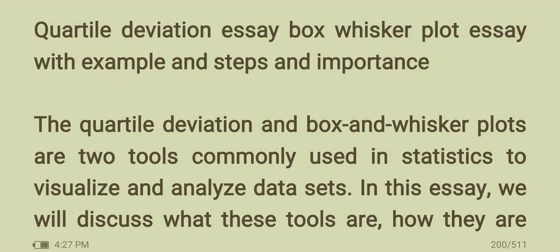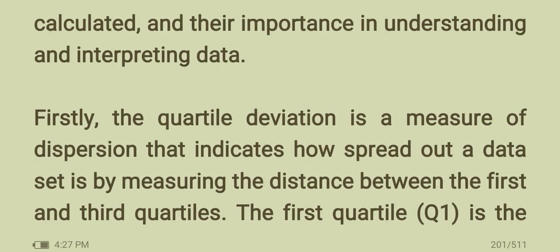Quartile deviation and box and whisker plots are two tools commonly used in statistics to visualize and analyze data sets. In this essay, we will discuss these tools and how they are used. Firstly, the quartile deviation is a measure of dispersion that indicates how spread out a data set is by measuring the distance between the first and third quartiles.